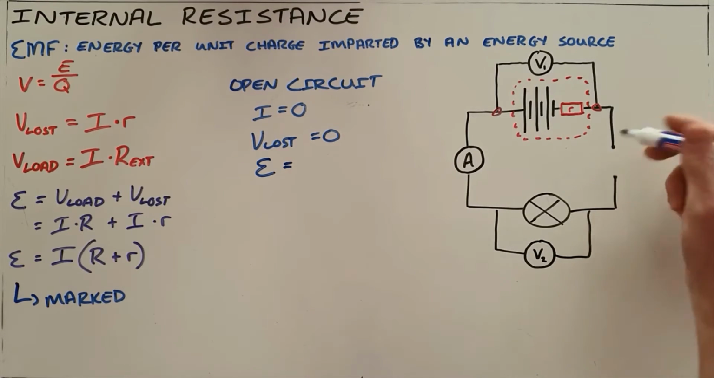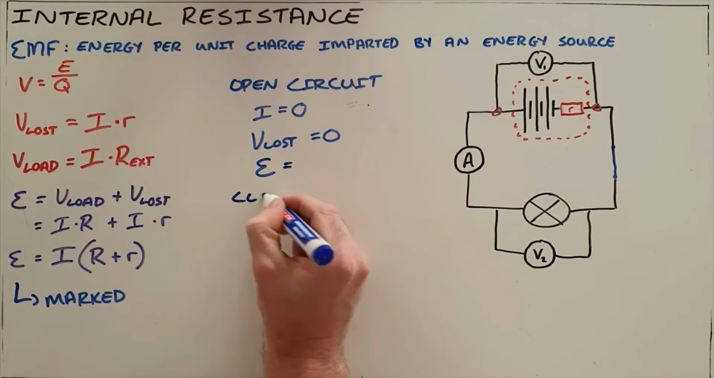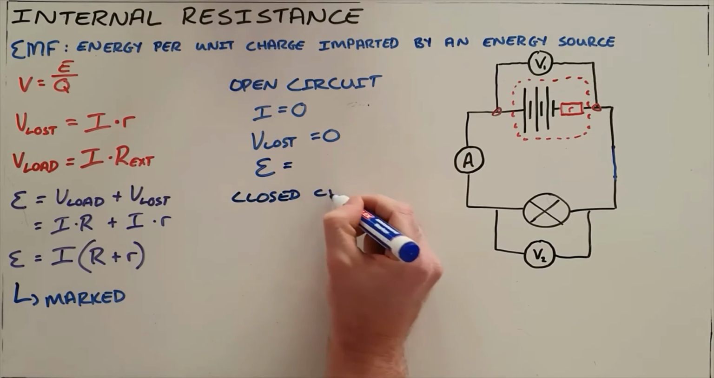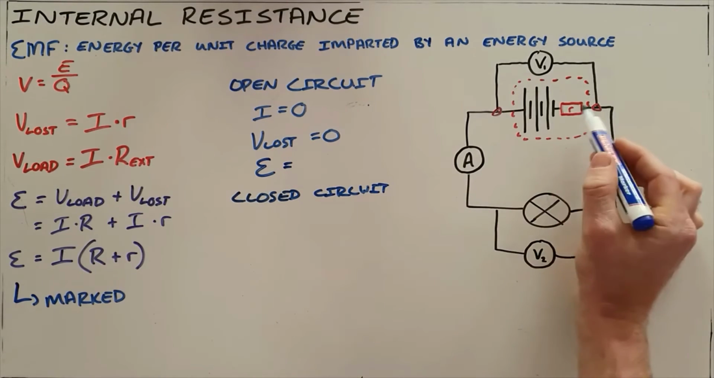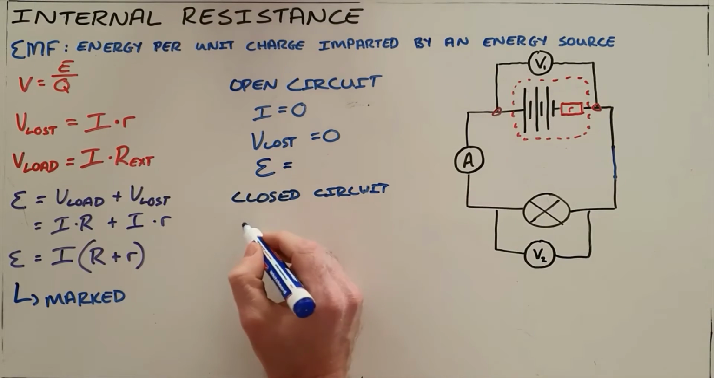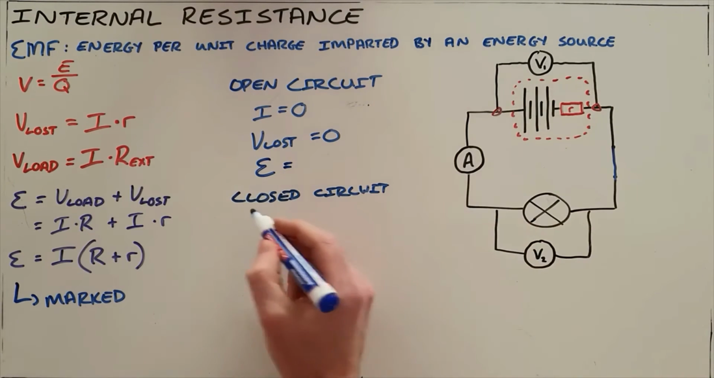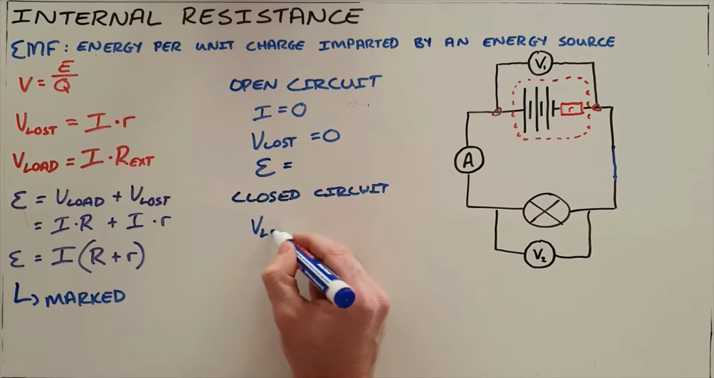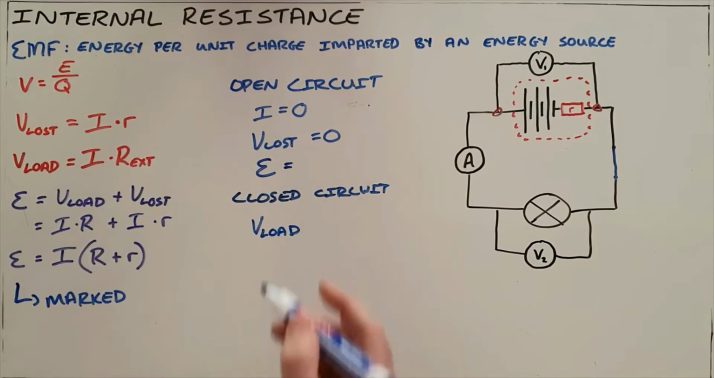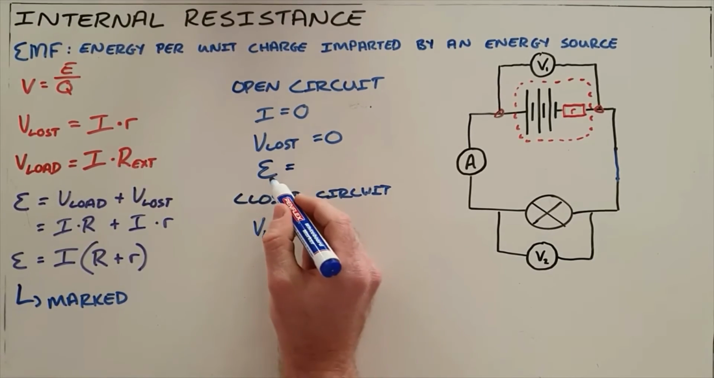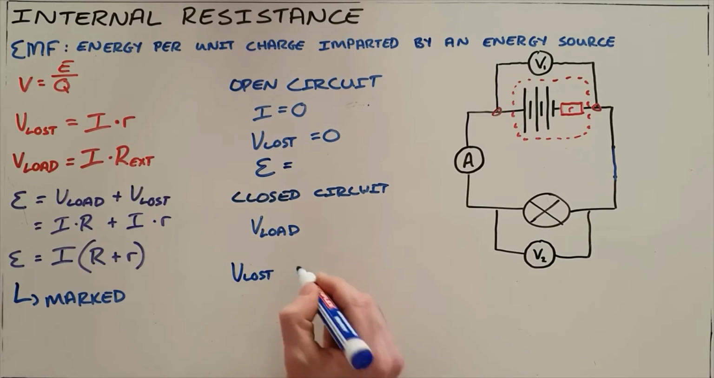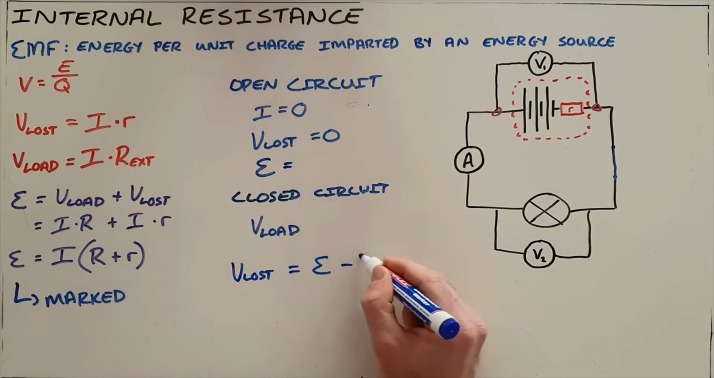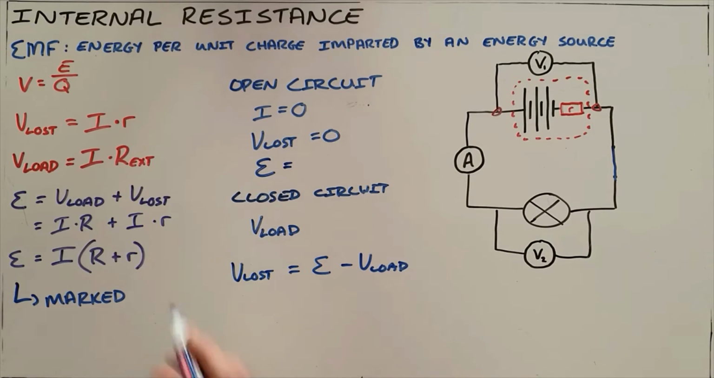What we then find is that when we close the circuit or complete the circuit, we will find that a current starts to flow. As the current starts to flow, we know that there are going to be a certain number of lost volts, and then the voltage measured over the battery is no longer your EMF, it is then your V load. And the difference between our EMF and our V load is going to be our number of lost volts, which can be obtained by rearranging this equation over here.